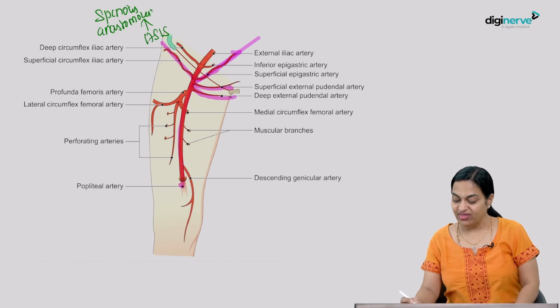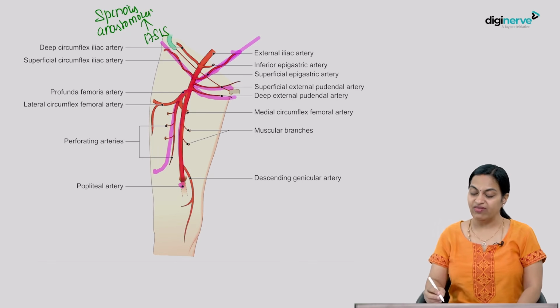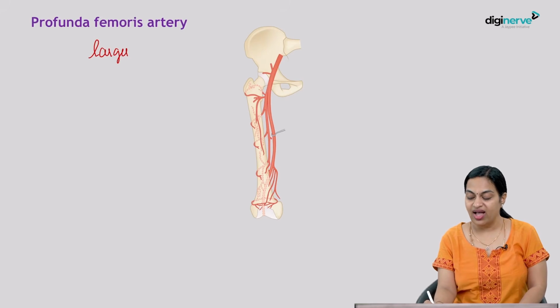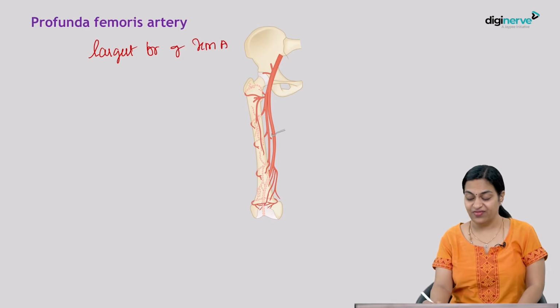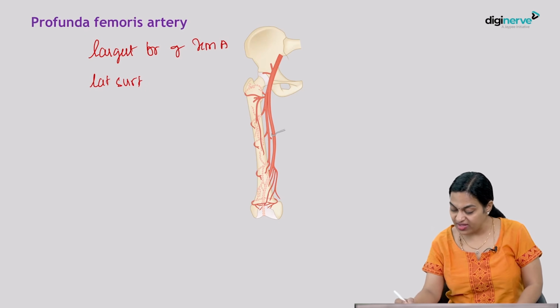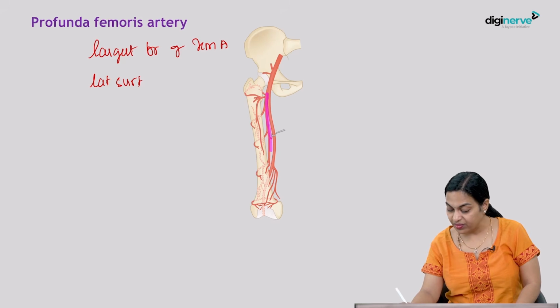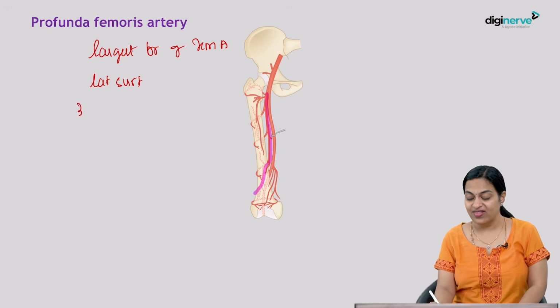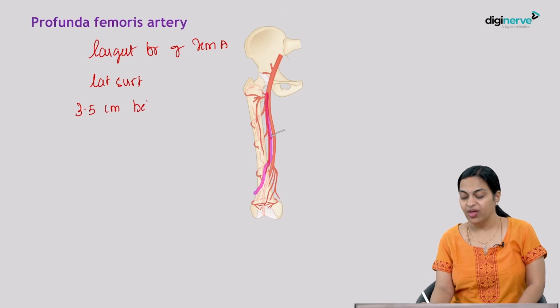And then we have the largest branch coming from the femoral artery, the profunda femoris artery. Okay, so let us have a look into it. The profunda femoris artery, as I told you, is the largest branch of femoral artery. It arises from the lateral surface of femoral artery. Okay, so this is the profunda femoris, and it arises 3.5 centimeter below the inguinal ligament.